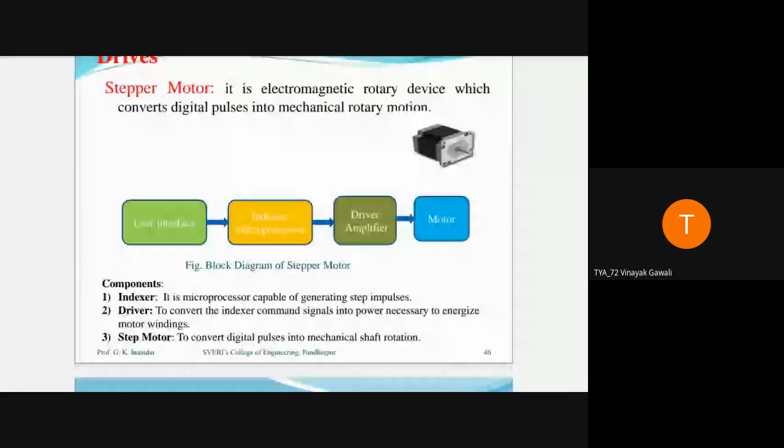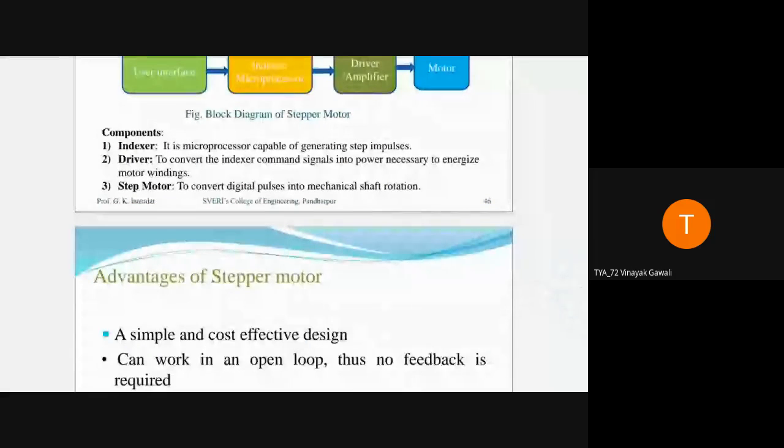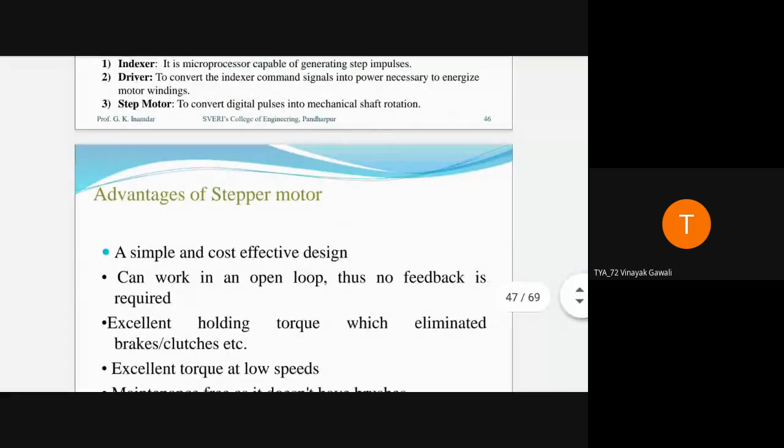Now what is the role of the driver? To provide the electricity to the motor. After the motor, the tool will be rotated, following the indexer instruction through the driver. Step motor: after the driver signal or electric supply, the motor converts digital pulses into mechanical shaft rotation. That shaft will be required for the machine process equipment.